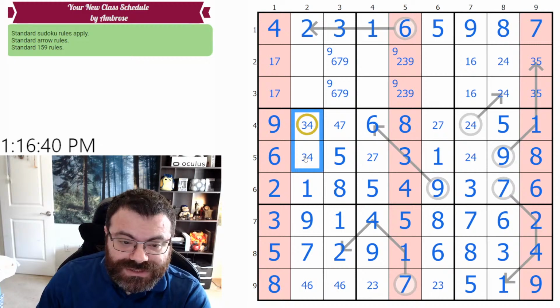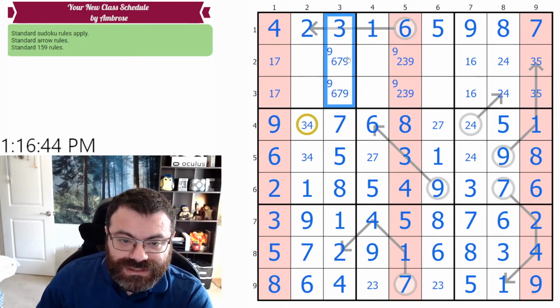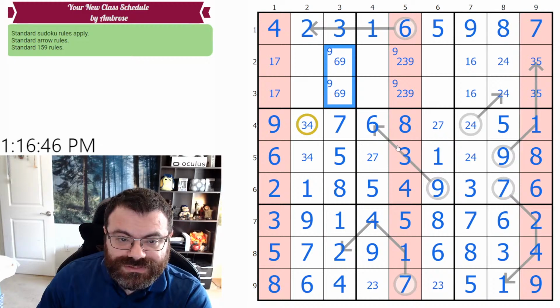3, 4. Ah, this 3, 4 pair does look down. So that's 6, that's 4, that's 7. These are not 7's. So this is a pair. We have 1, 2, 3, 4. We need 5 and 8. That's our pair.